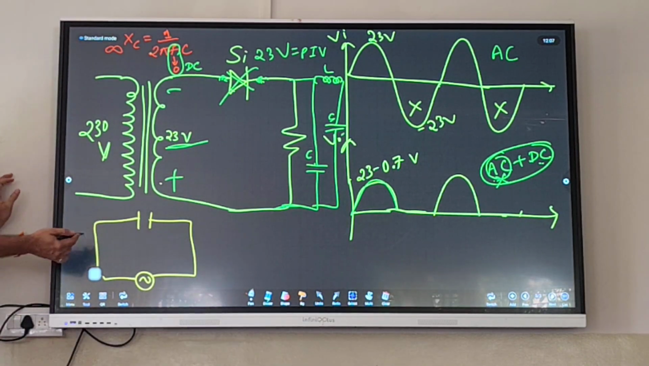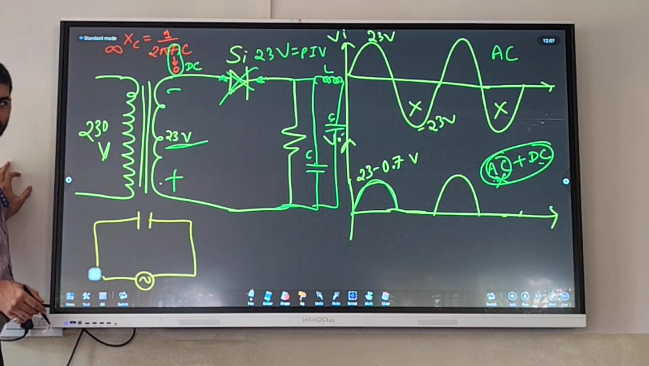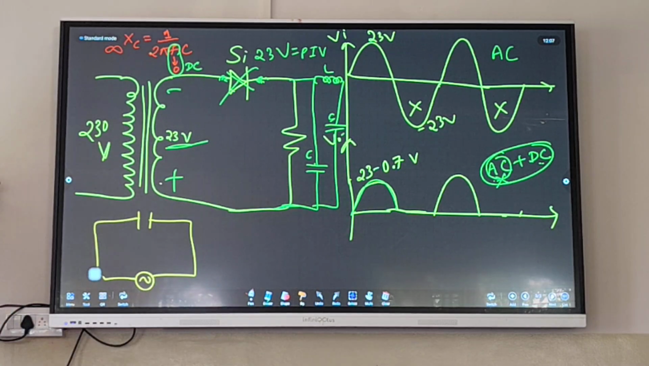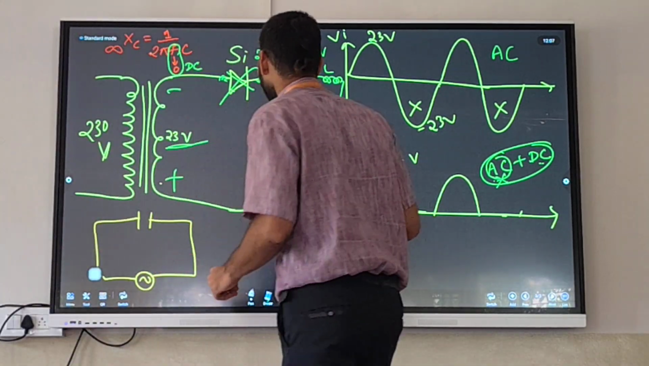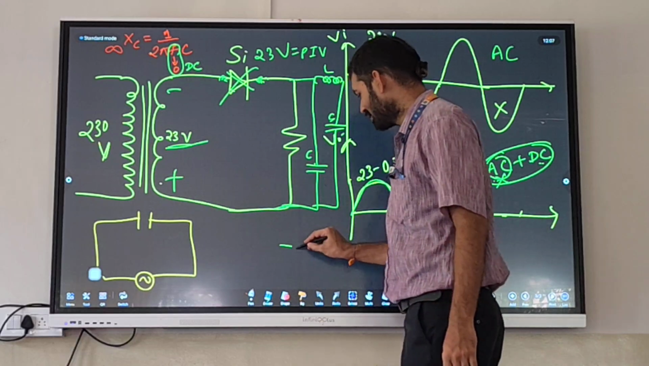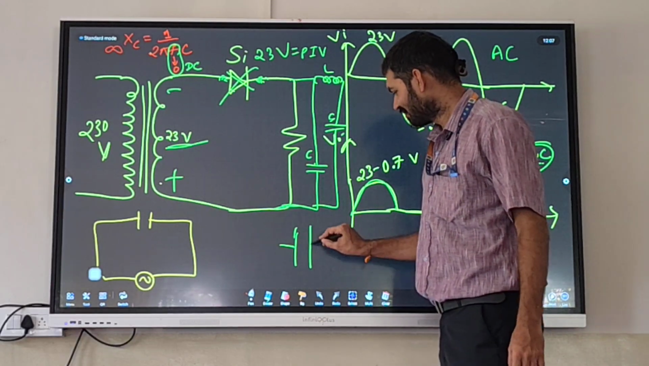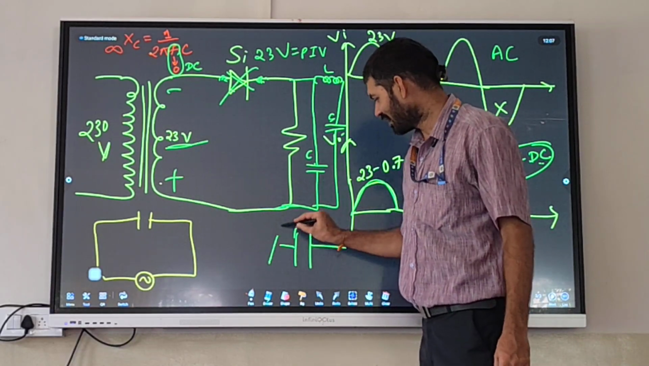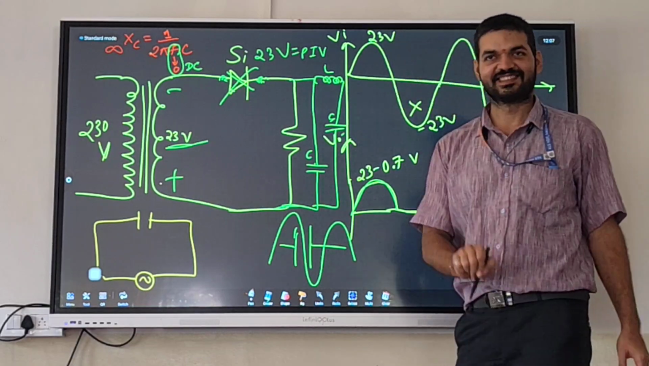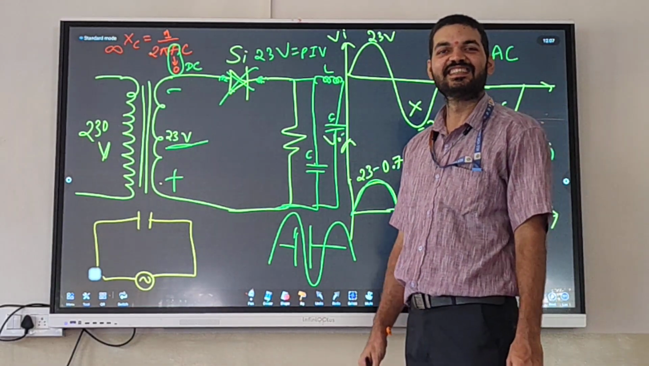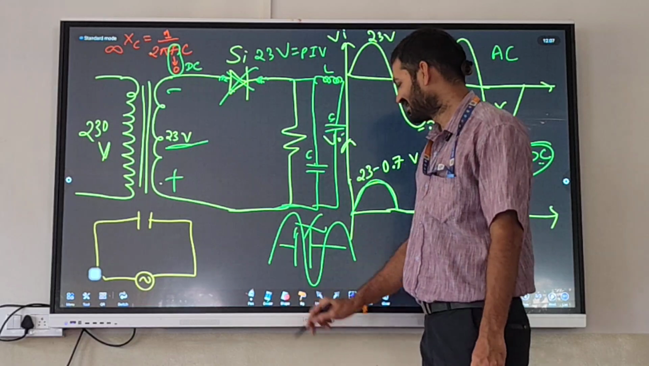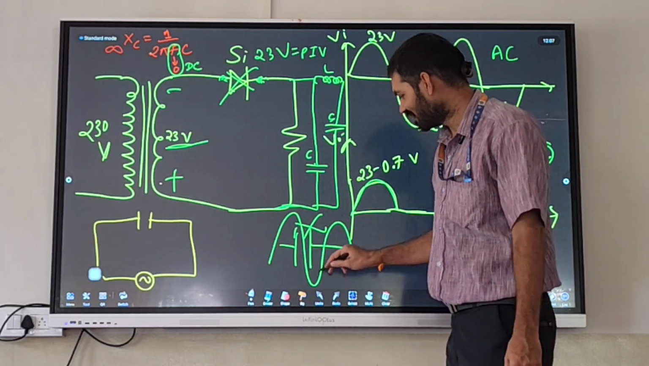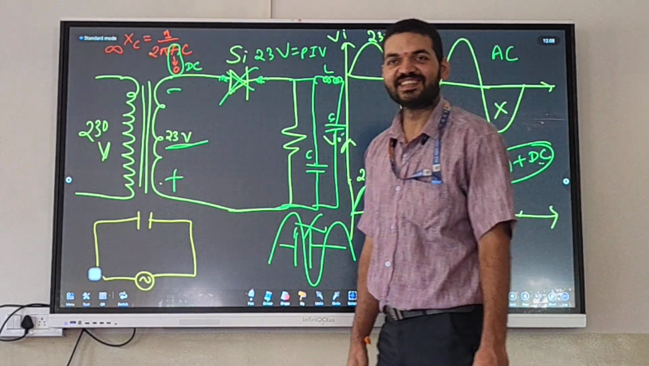Now come to AC. It is very interesting to know how it passes the AC. I asked the same question to a few of my students earlier. They said capacitor will be like this, no sir? AC can jump like this and go. No.